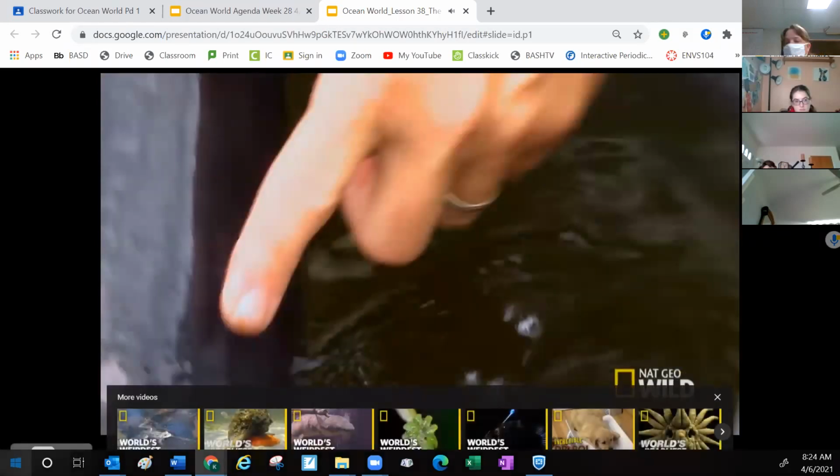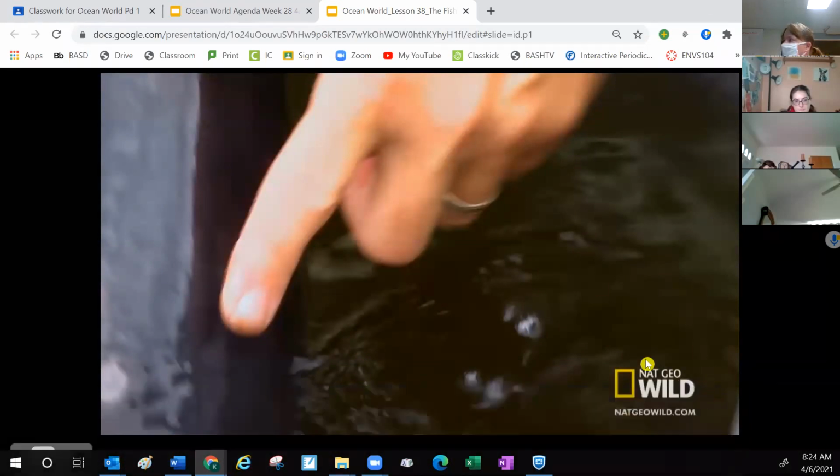Okay, I'm going to stop that there. So this particular video shows a river dweller, what's called a paddlefish. But as I mentioned, they can be found essentially in fresh and salt water, mostly salt water.